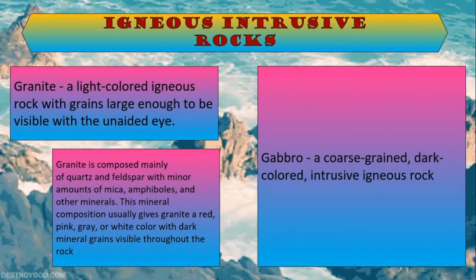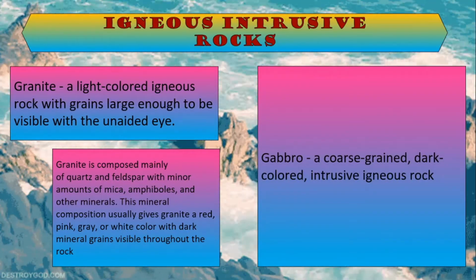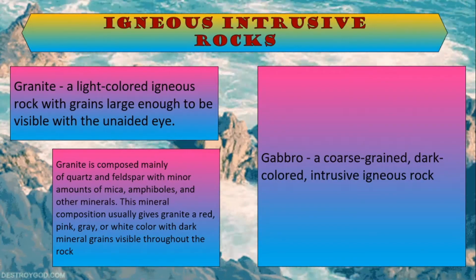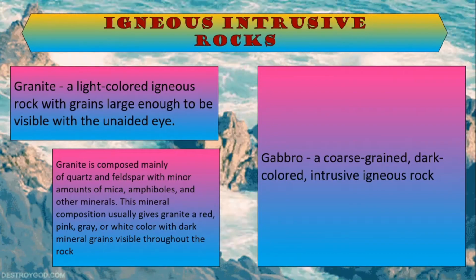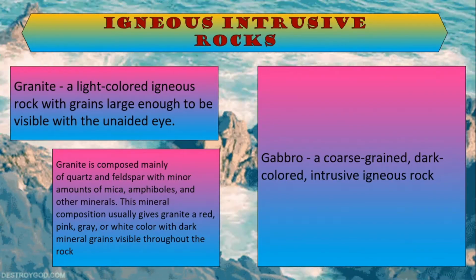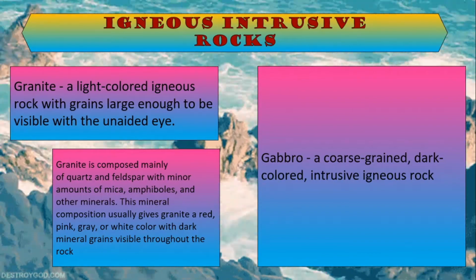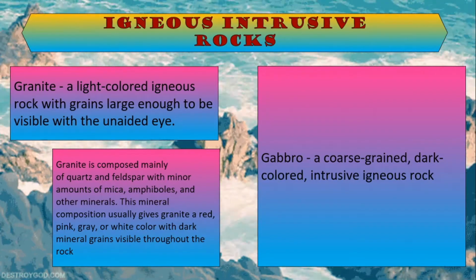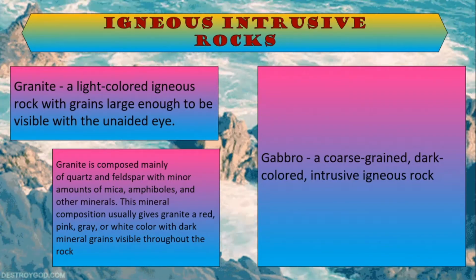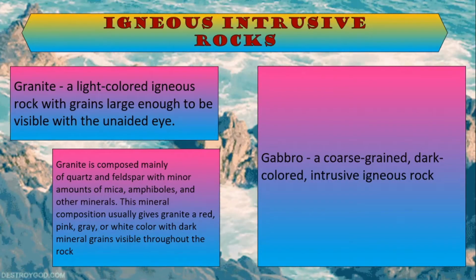Granite is a light-colored igneous rock with grains large enough to be visible with the unaided eye. Granite is composed mainly of quartz and feldspar with minor amounts of mica, amphiboles, and other minerals. This mineral composition usually gives granite a red, pink, gray, or white color with dark mineral grains visible throughout the rock, while gabbro is a coarse-grained, dark-colored, intrusive igneous rock.